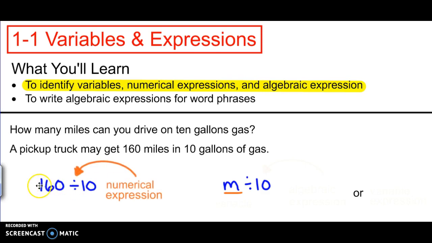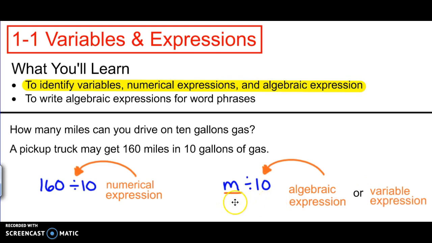Well, we're going to have to take however many miles that vehicle gets and divide it by 10 gallons of gas. So we're going to do m divided by 10, where m is the number of miles. That is called an algebraic expression or a variable expression. And the variable that they gave you is m.